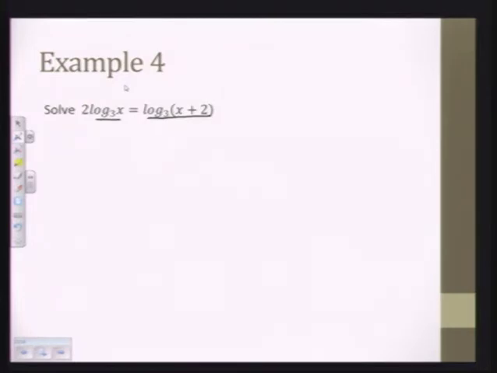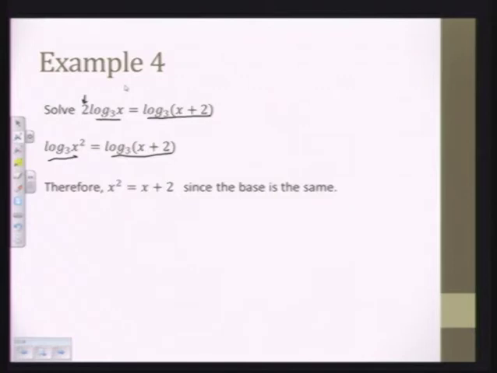The first thing we're going to do is go backwards with one of our properties of logarithms. Remember, if I have 2 times the log base 3 of x, I can turn that into the log base 3 of x squared. And now I have 2 isolated expressions, log base 3 of x squared equals the log base 3 of x plus 2. Well, if the log base 3 of x squared is the log base 3 of x plus 2, it makes sense that x squared equals x plus 2, since the base is the same.